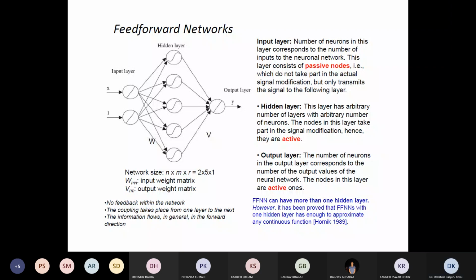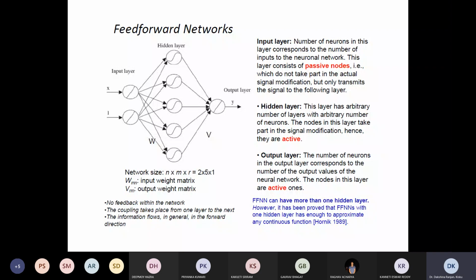If we consider this network, we can see here we have three different types of layers. The first layer is called the input layer, the second layer is called the hidden layer, and finally we will have the output layer. Particularly in these feed forward neural networks, we can see here in the input layer we have two neurons.